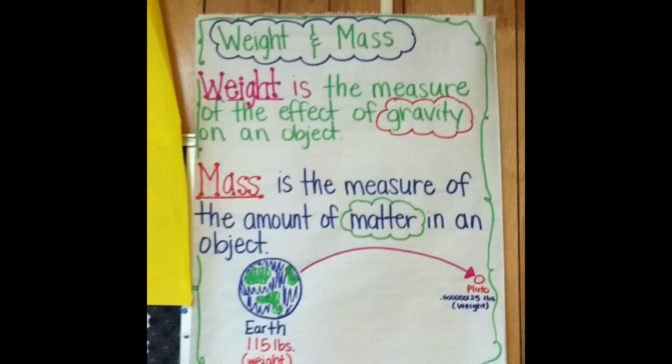When you look at the bottom of this anchor chart, you can see that on Earth, someone weighs 115 pounds, but if they were on Pluto, their weight would be so much less. Look at how small that decimal point is. Meaning that your weight is completely dependent on the gravity around you. Your mass, you are going to stay the same size unless for some reason you get larger or smaller.